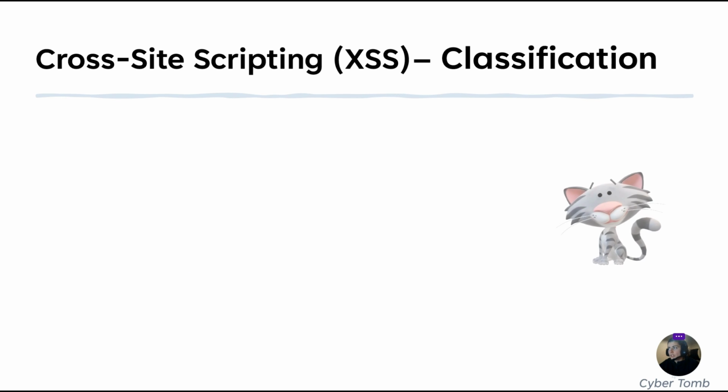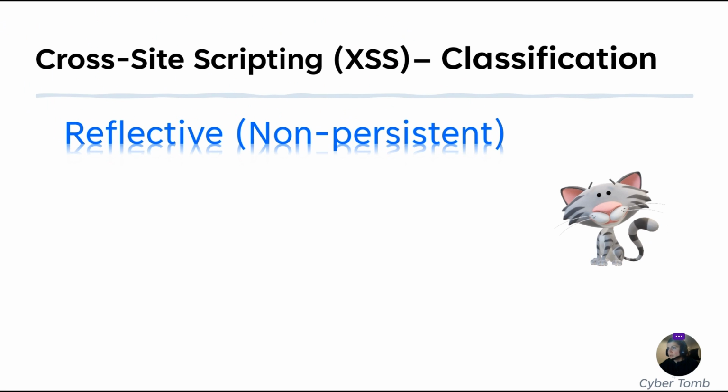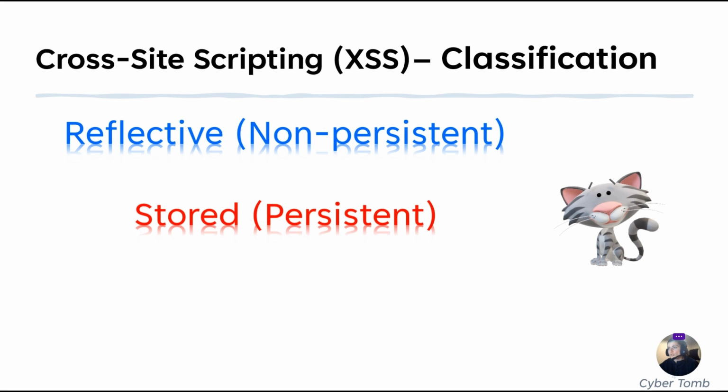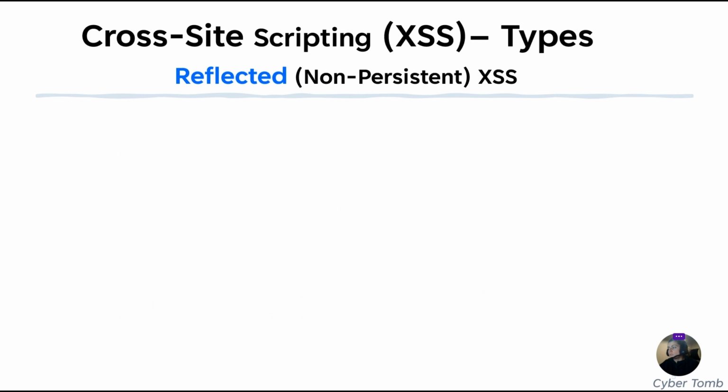Cross-site scripting classification. All right, let's see the different types, or probably the most common ones. The first one is reflective, non-persistent cross-site scripting. The second one is stored or persistent cross-site scripting, and the third one that we'll be discussing is DOM-based or client-side cross-site scripting. And now we will start explaining all of them.